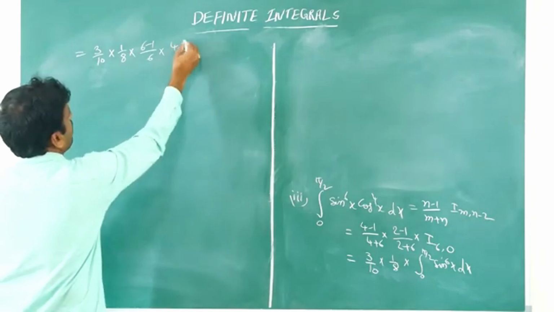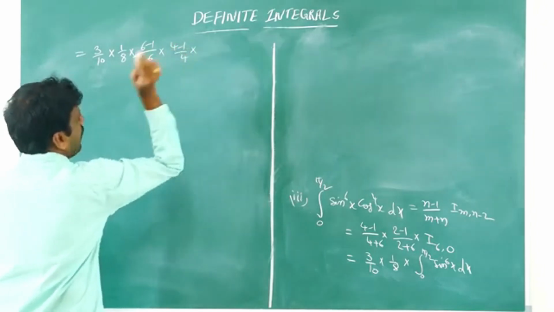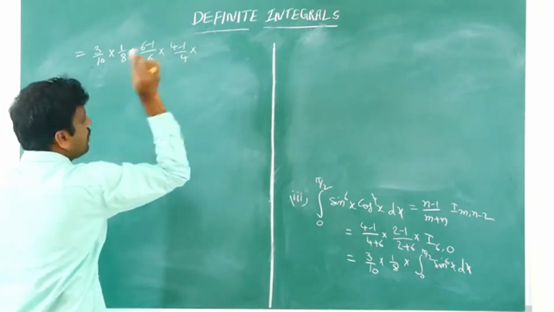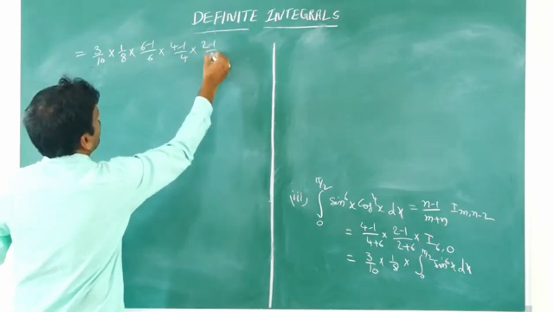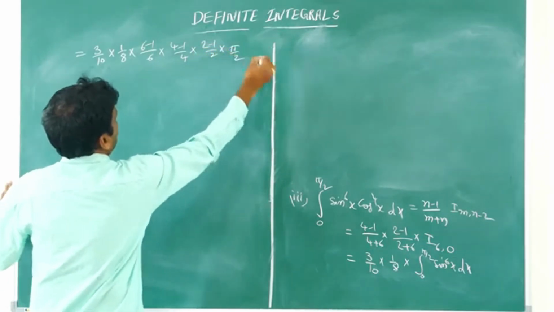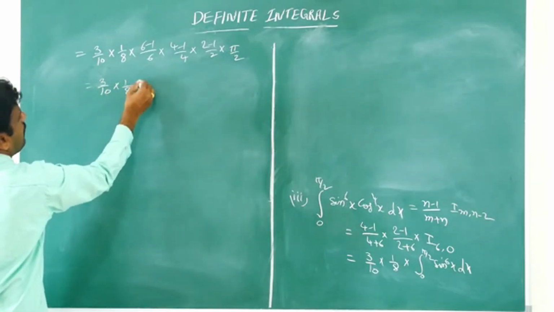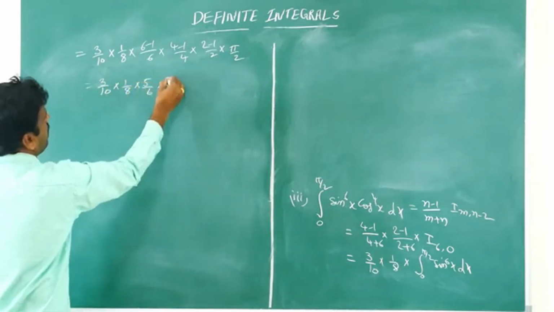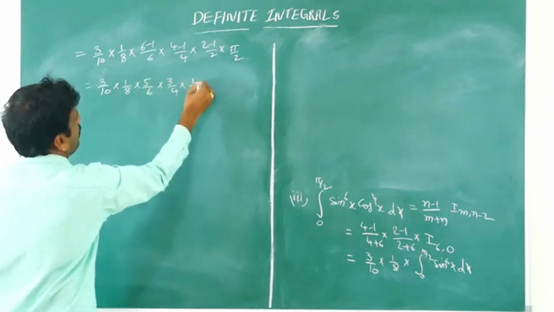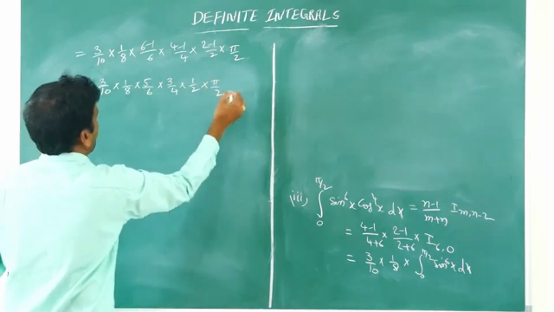Next, 4 minus 1 by 4, I 2. That means 2 minus 1 by 2, I 0, that is pi by 2. Last term: 3 by 10, 1 by 8, 5 by 6, 3 by 4, 1 by 2, pi by 2.